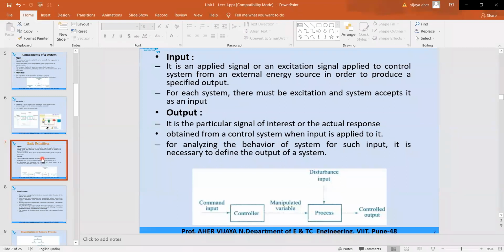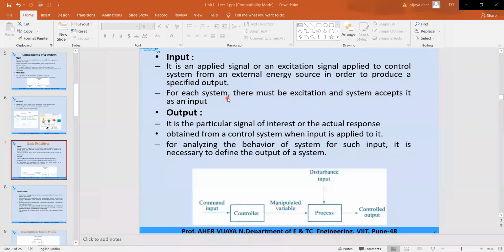More information related to input and output is given over here. What is input? Input is an applied signal or an excitation signal applied to a control system from an external energy source in order to produce a specified output. This is nothing but input. This is the definition of input in a control system.